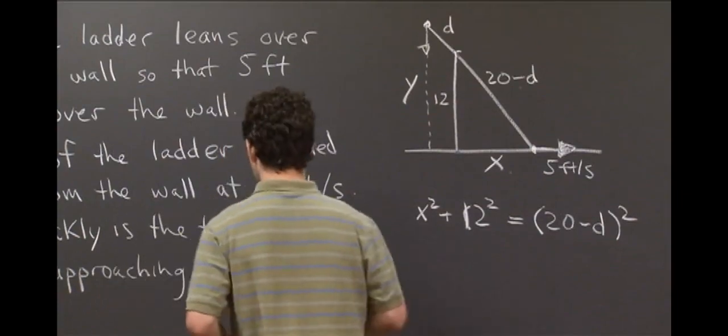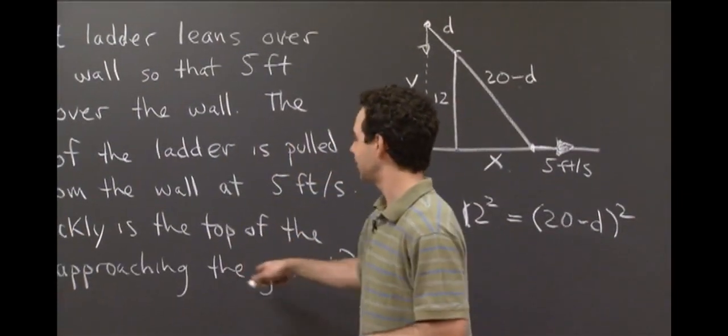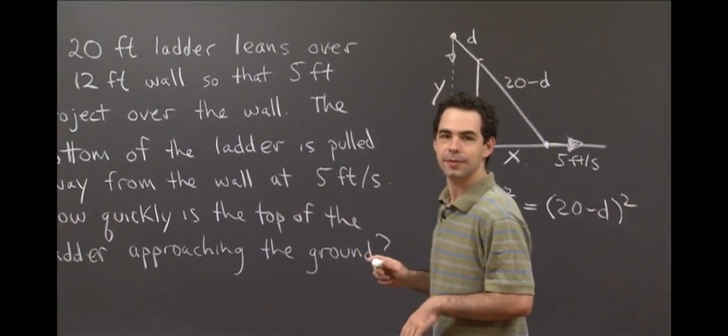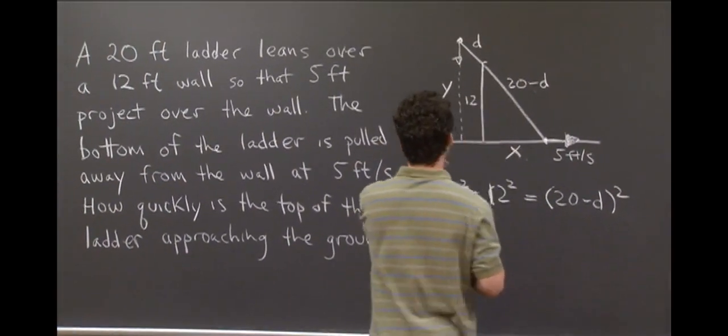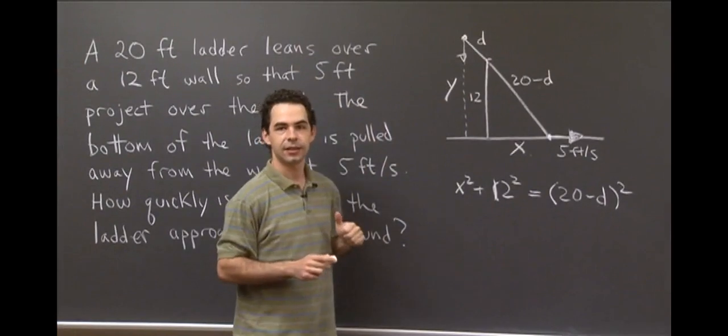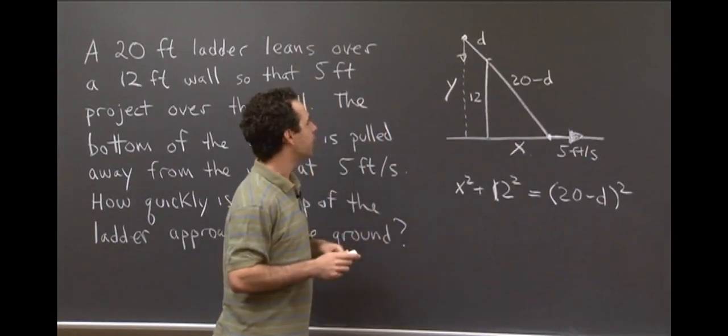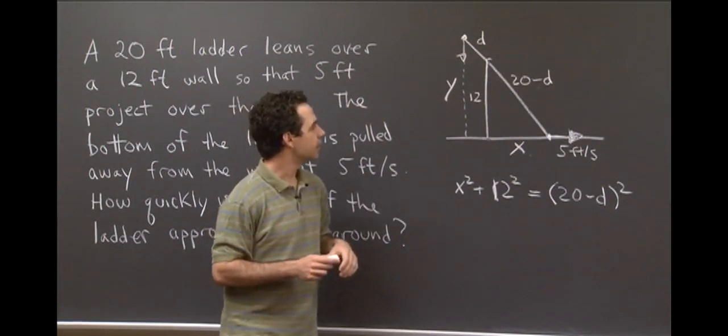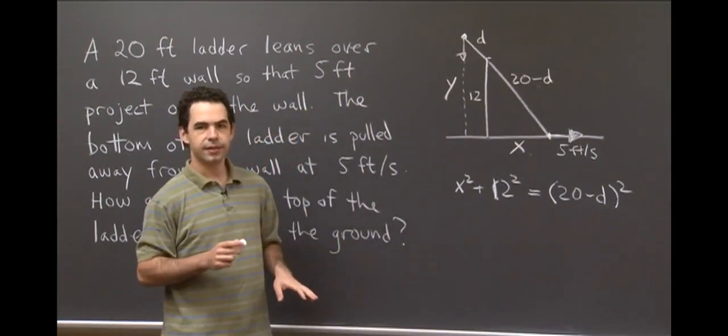Right, because that's what the question is asking for. How quickly is the top of the ladder approaching the ground? So what's the rate of change in y with respect to time? So I need another identity here in order to figure out the relationship between y and these other variables. And there are a couple of different ways to go about this.